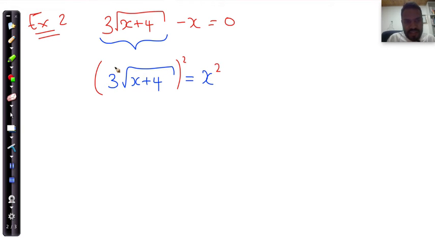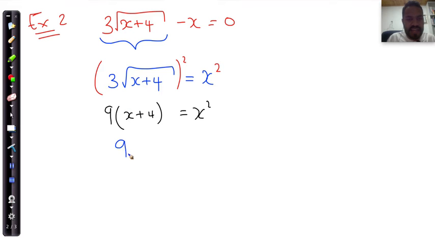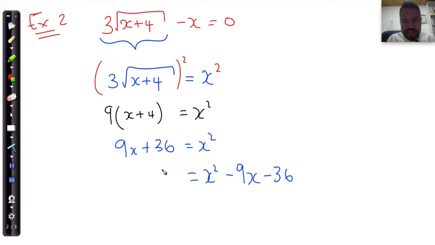So when I square both sides, I square the 3 and I end up with 9 into x plus 4 on this side is equal to x squared. Now let's distribute that into it. I've got 9 times x is 9x plus 36 is equal to x squared. Let's get all the x's on one side. I'm going to go with a positive x squared. I'm going to bring over this 9x and I get x squared minus 9x minus 36 is equal to 0.